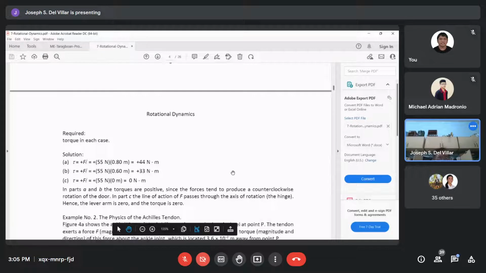Okay. Now for letter C, the force is there but there is no lever arm, 0. So wala siyang torque, 0 Newton meter. Okay? So sabi dito, in parts A and B, the torques are positive since the forces tend to produce a counterclockwise rotation of the door. In part C, the line of action of F passes through the axis of rotation, which is the hinge. So therefore, the lever arm is 0 kasi dumaan nga siya ng axis of rotation. So wala siyang perpendicular distance. Okay? And the torque is 0.